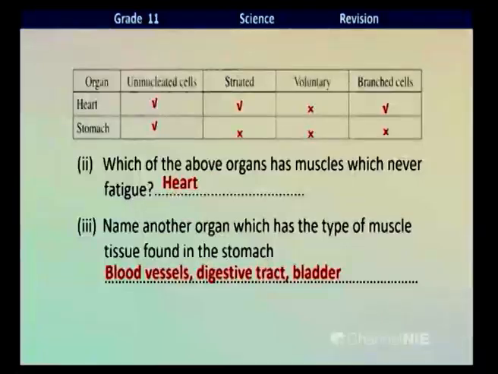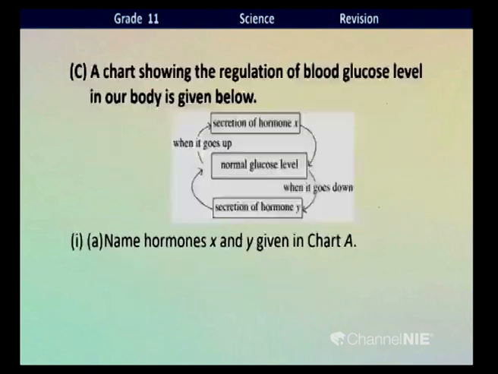In the blood vessels, the wall of blood vessels, in the urinary bladder, in other parts of the digestive tract. In all these places, smooth muscle tissues are found. Okay. You can write any one answer out of the three given. Then part C of the same fifth question.